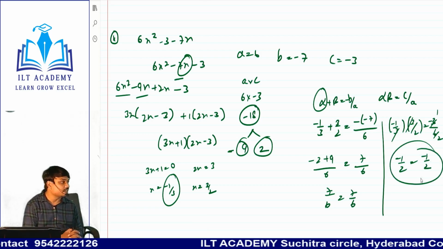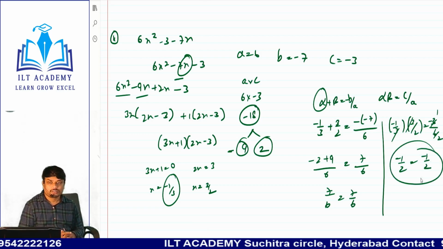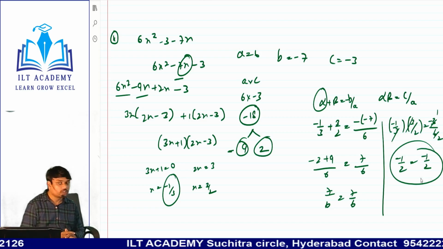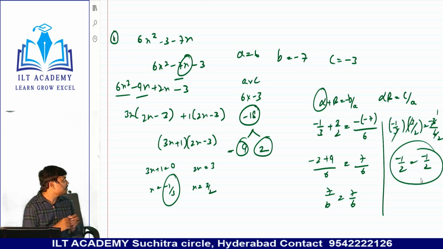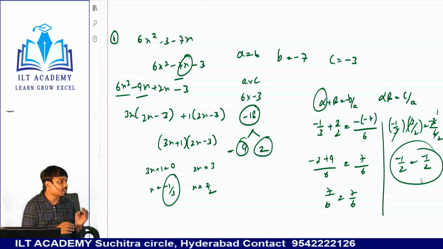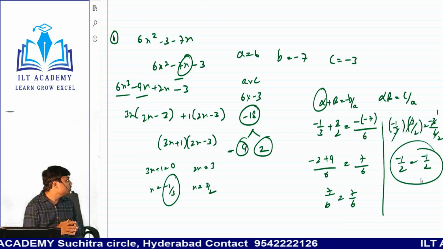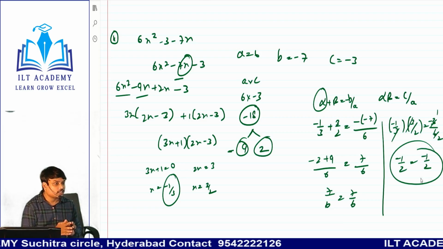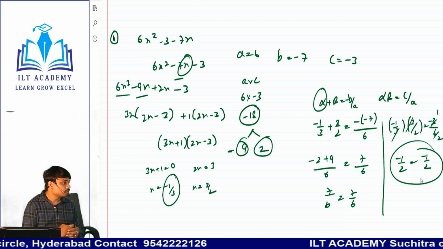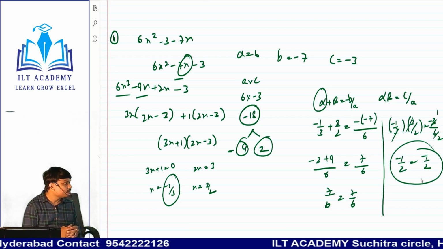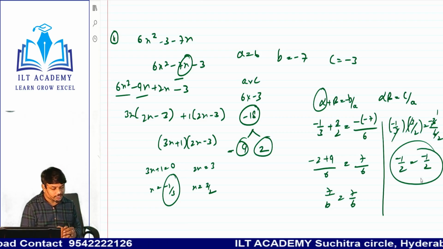Any clarity is required? Clear? Everything we have done now. Did you understand here? Now 6x square minus 7x minus 3. How we need to split minus 7 into minus 9 and 2? Clear? Any doubts? Did not understand? Clear? Everyone? Once done, let me know.